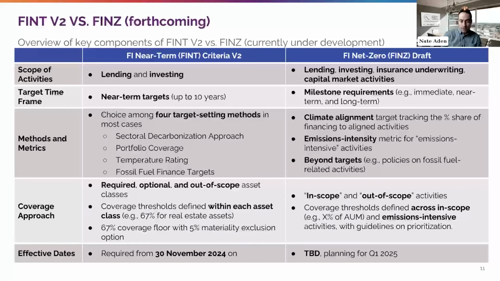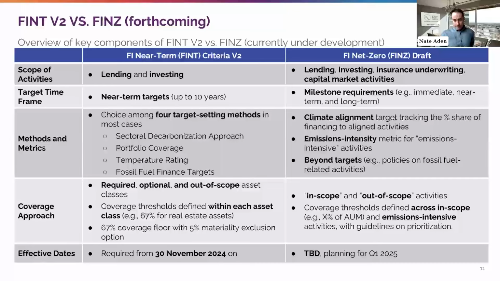In terms of coverage, we did a bottom-up asset class-based approach in 2020, and you'll see that we've elaborated on that with the FINT v2 update to make it a little bit more clear and a little bit more flexible in terms of identifying the most material activities and allowing some discretion with the financial institution to make sure that they're covering the most emissions-intensive investment and lending activities. Finally, as I mentioned, for FINT v2, we have a 6-month period now where financial institutions may choose between the previous version 1.1 and version 2, after which it'll be FINT v2 only after the 30th of November of this year.